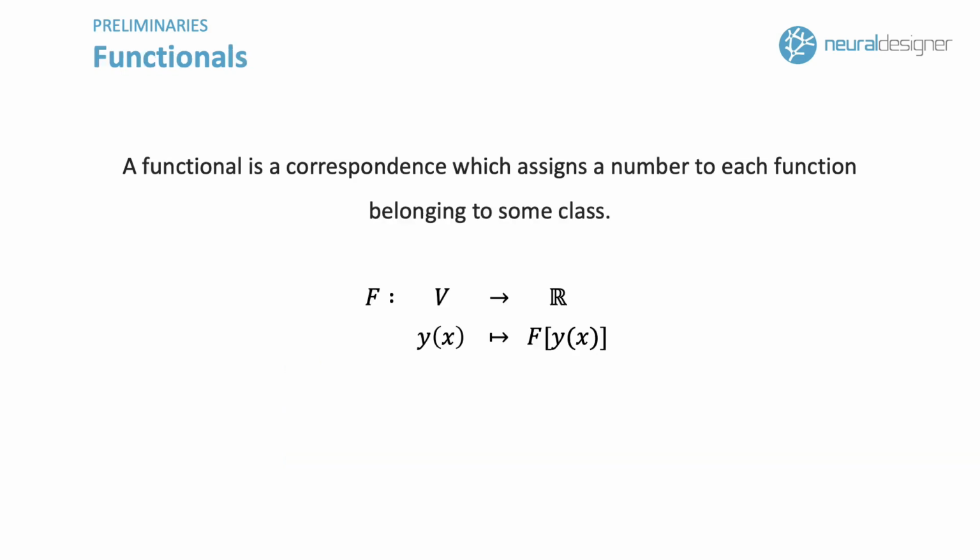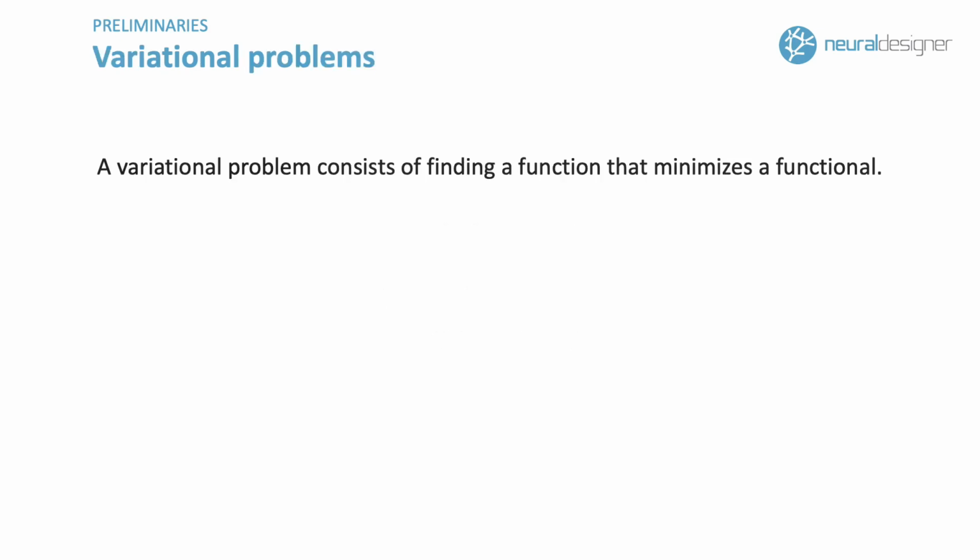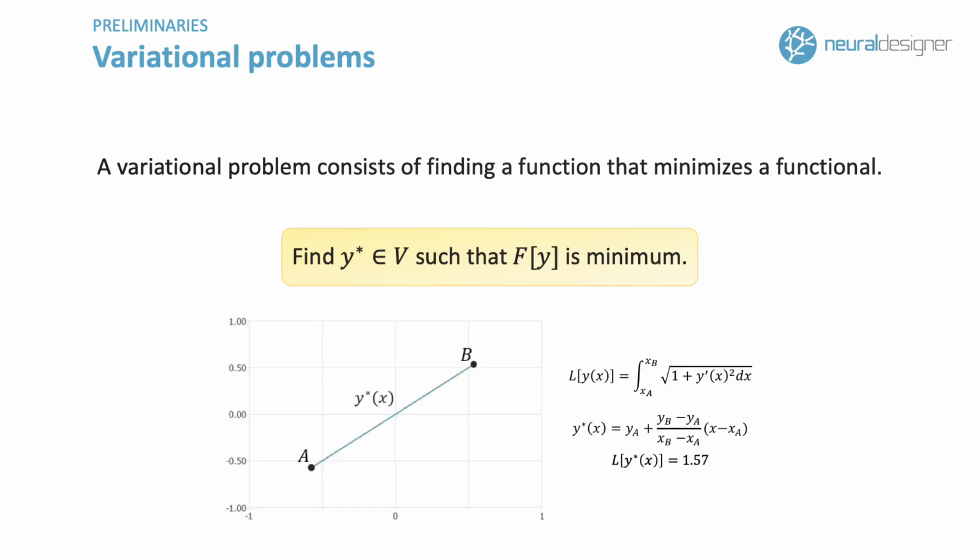A functional is a correspondence that assigns a number to each function belonging to some class. The notation for it is uppercase F. A variational problem consists of finding a function that minimizes a functional. Find y* such that F is minimum. For example, given 2 points, a and b, we consider the functional of length. The function that minimizes the length between the 2 points is a straight line.